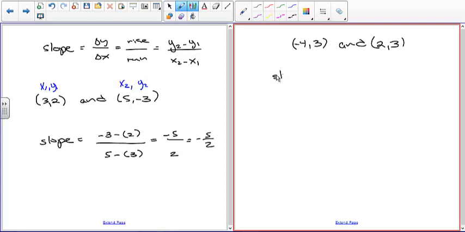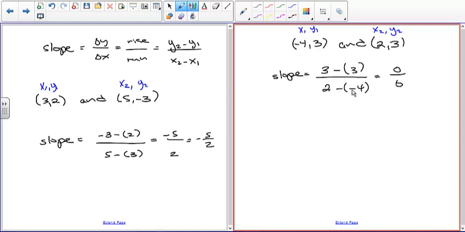So the slope equals y2 minus y1. I'm just going to go over here and label them like this. So what we've got is y2, which is 3, minus y1, which is 3. And then the denominator is x2, which is 2, minus x1, which is negative 4. So you get 0 divided by 6.